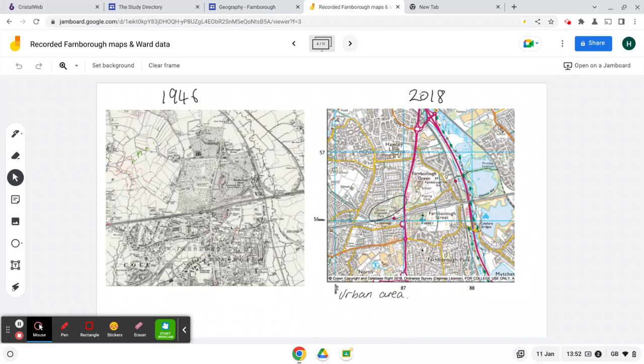Also on today's maps, you can see the business park. So again, you can then start to infer what the character of Farnborough might be like, who might be living here.